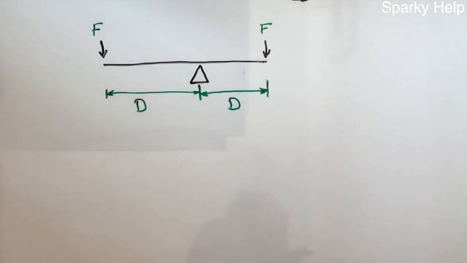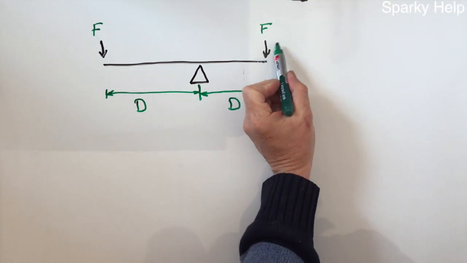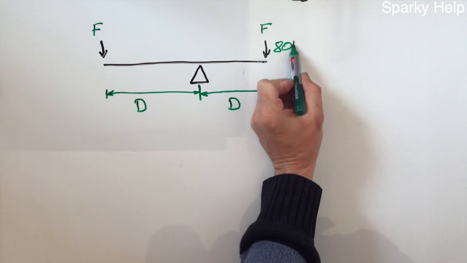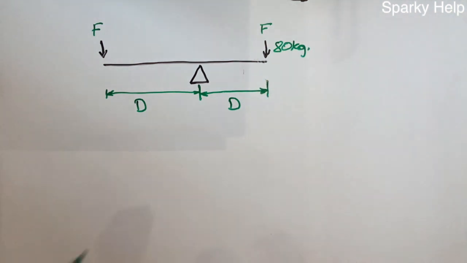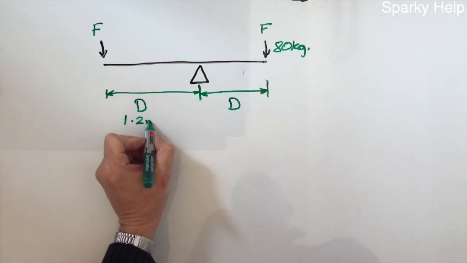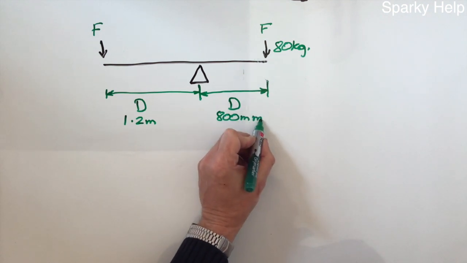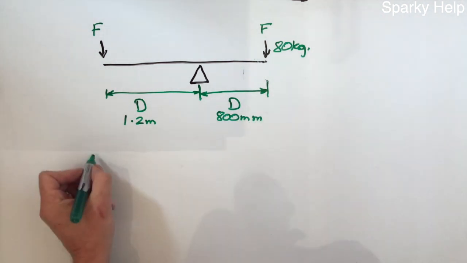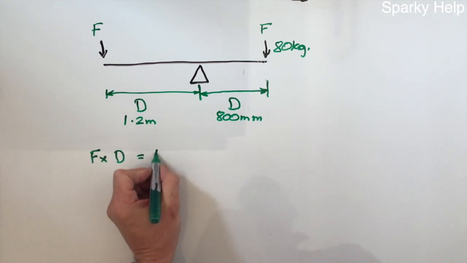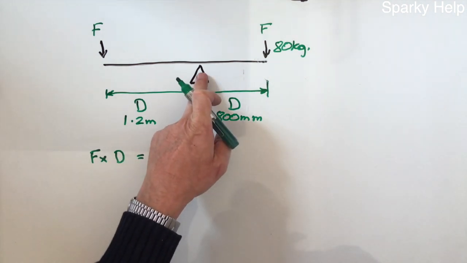Okay, so the best way to do this is give it an example. Let's give this a mass of, say, 80 kilograms, and let's give these some distances. Let's say this is 1.2 metres, and we'll say this is 800 millimetres. Our formula is force times distance on the left hand side is equal to force times distance on the right hand side. This is effectively our middle point.